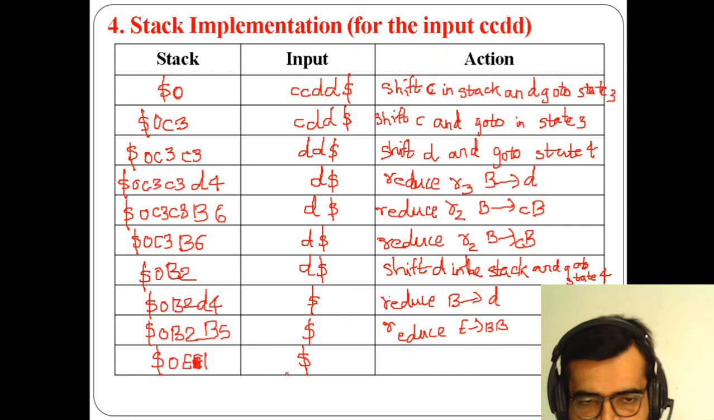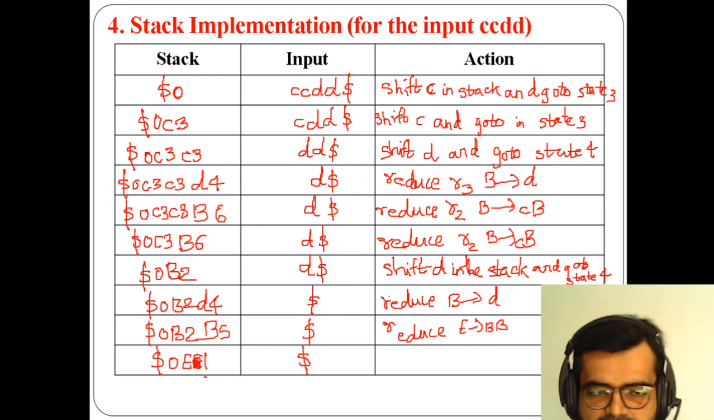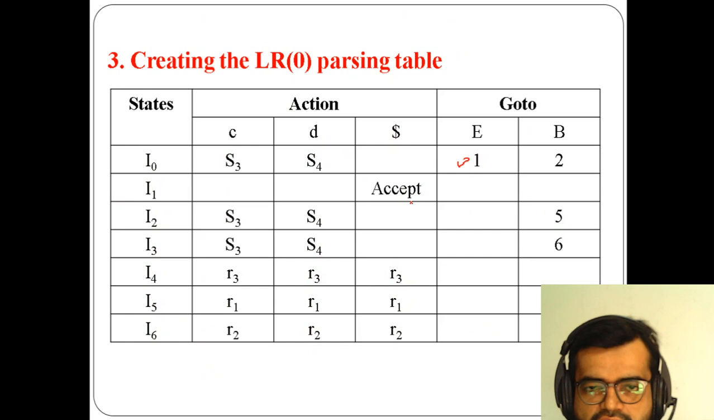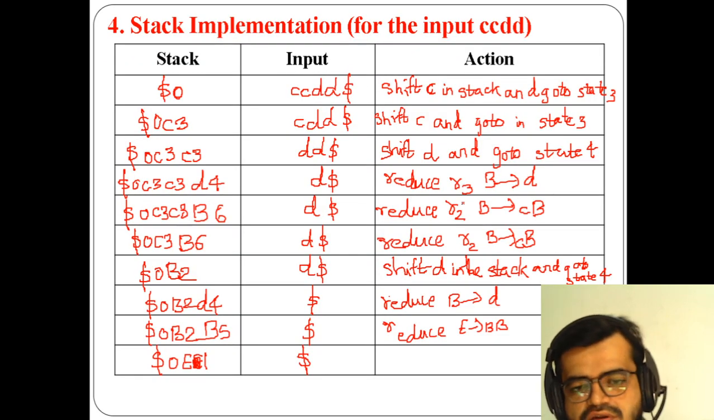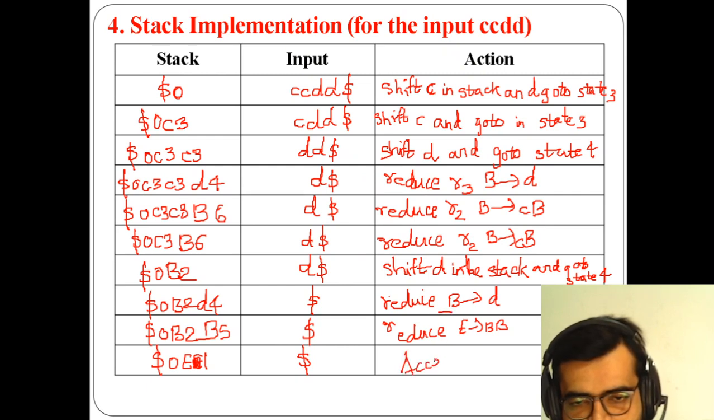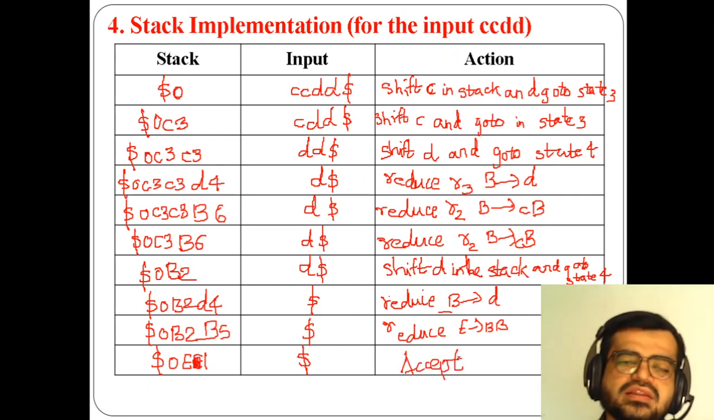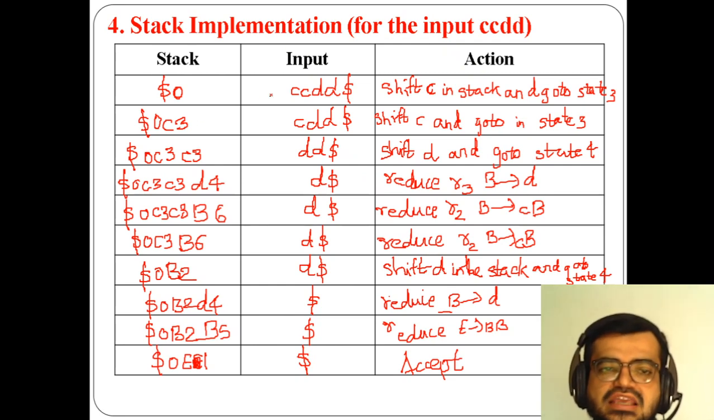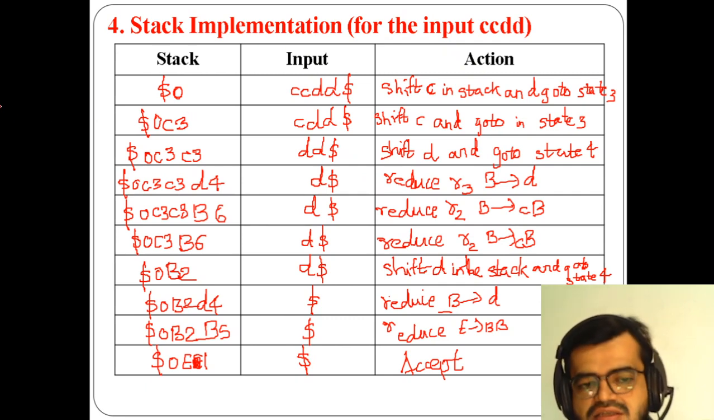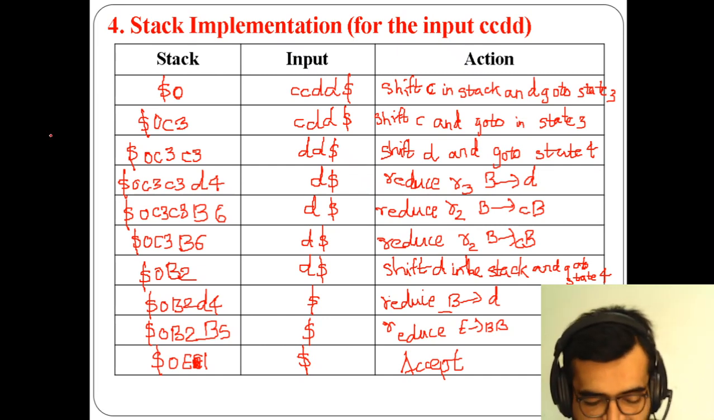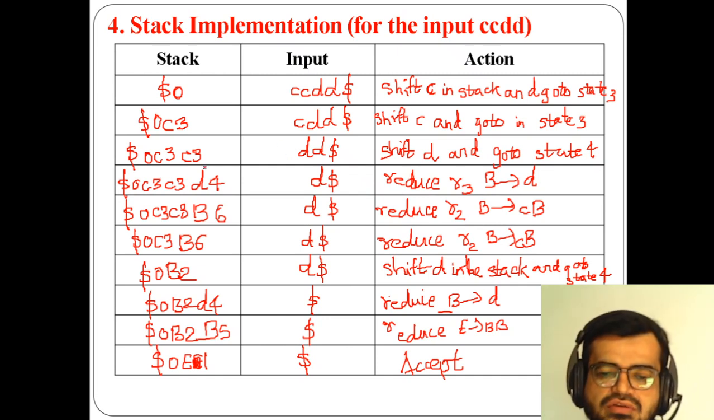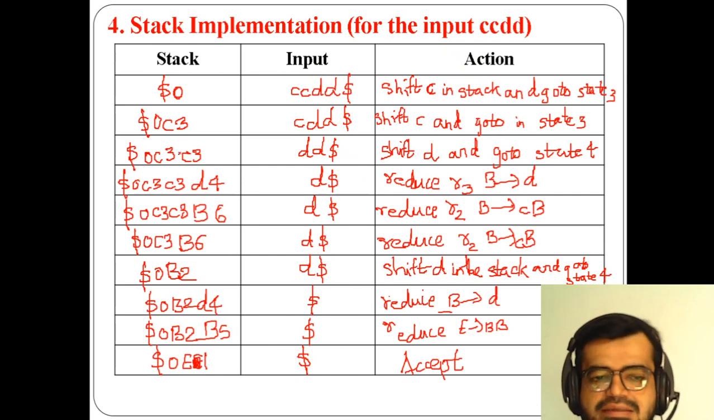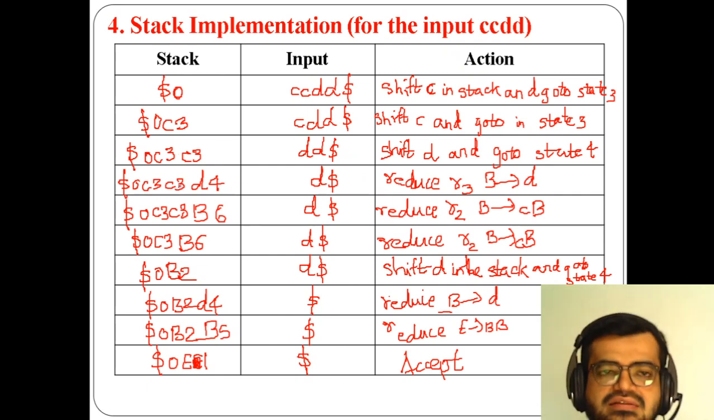Now I am taking dollar again. Now for the first state, dollar, what is that? Accept. So here I am writing accept. Because of this, the string is accepted by the given grammar in LR(0) parsing. Okay, because by E you can get E dash as well. As soon as you are getting accept, it has been completed. So in this way you have to take stack implementation.